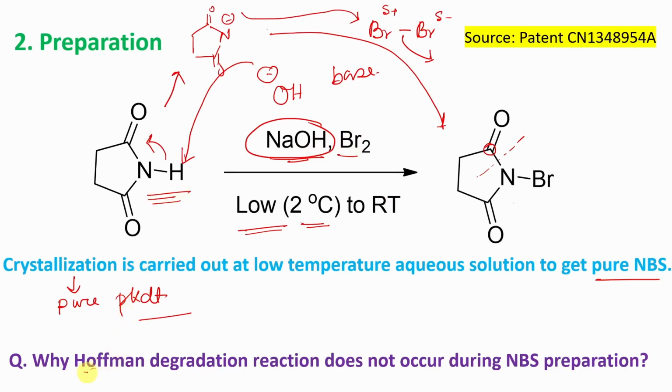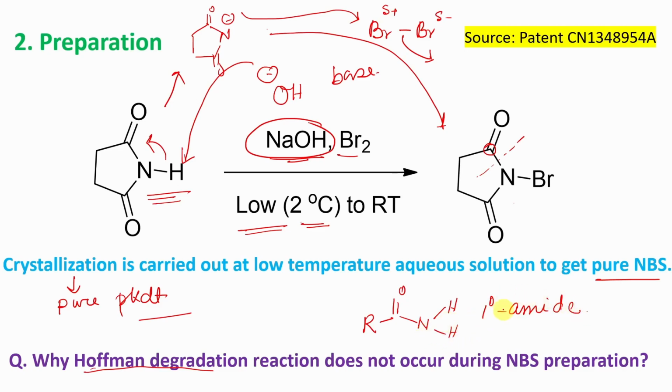Why does the Hoffman degradation reaction not occur during this NBS preparation? By the way, student, for this purpose we need a primary acid amide. Okay, it means this nitrogen needs to have two protons attached, a primary amide. During the discussion at the end, you will find one example where I shall explain this in detail.